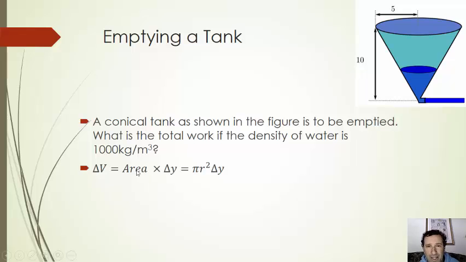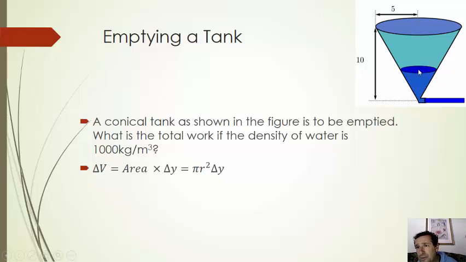So the first thing is let's look at the volume of this tiny cross-section. The volume is going to be the area of the cross-section times this little height. The little height we'll call delta y. The area of a circle is pi r squared, so delta V is pi r squared delta y. We know it's pi r squared, but the question is what's r?